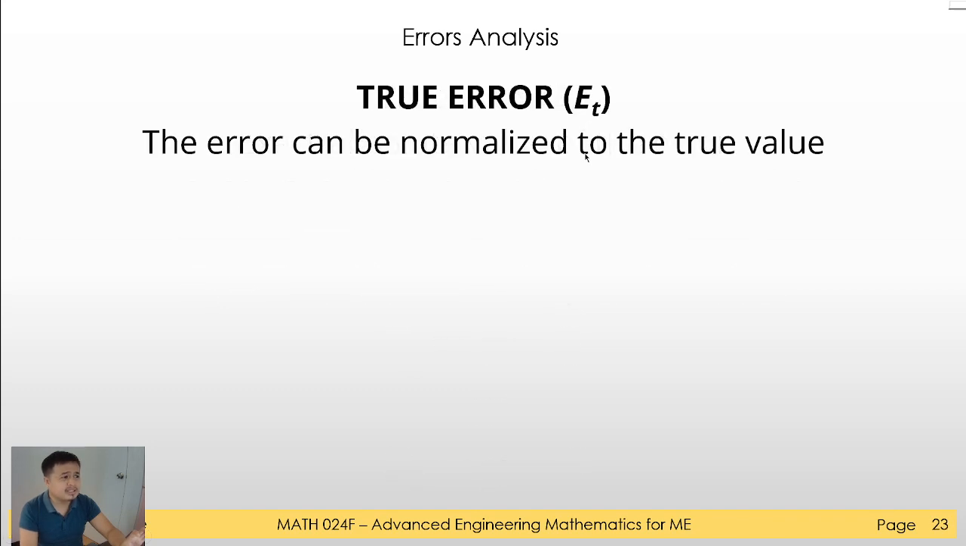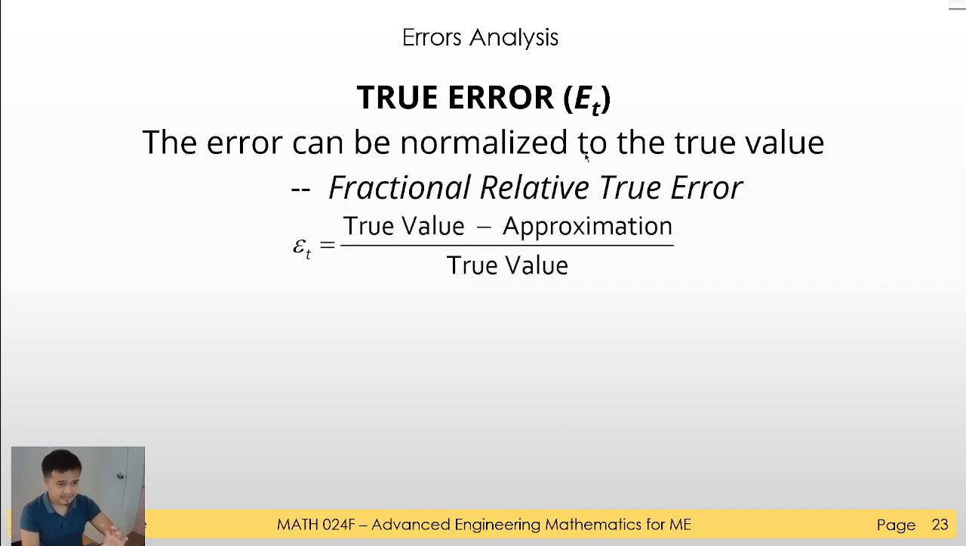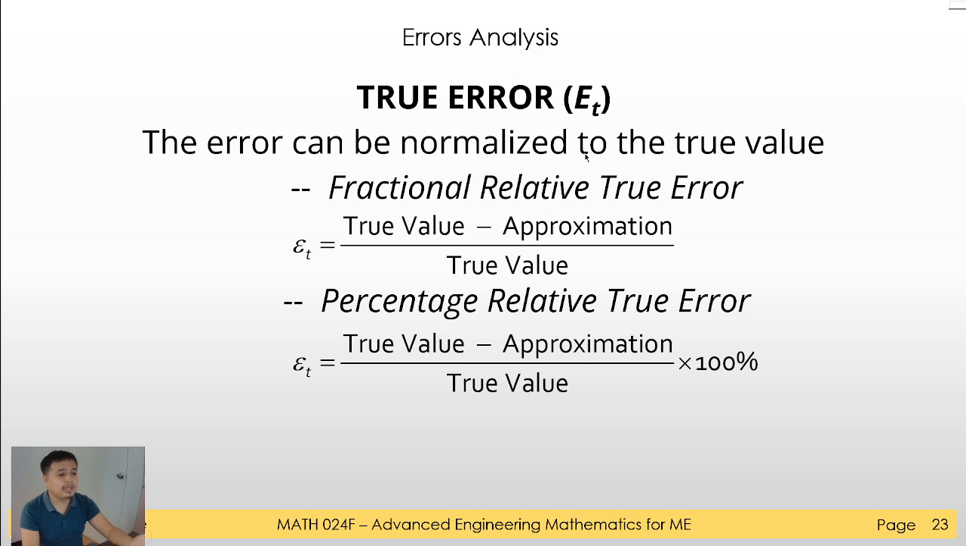Okay, so the error can be normalized. Instead of an absolute value, we could find its relative error. It could be fractional, or it could be in percentage. The difference between the two is that in percentage, we're talking about 100% as super accurate, but further down the line from 100%, that will be inaccurate.